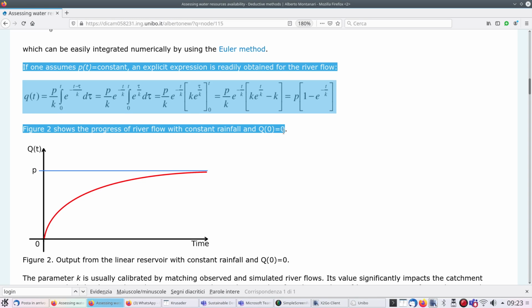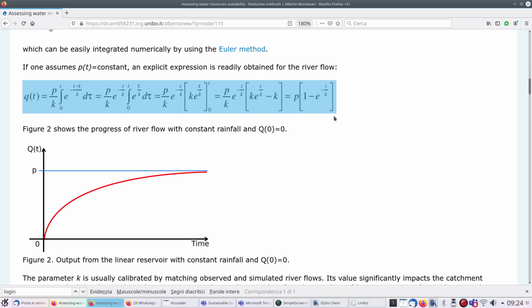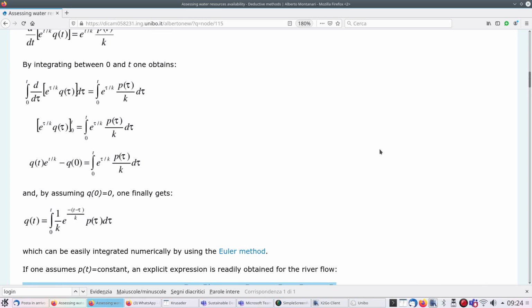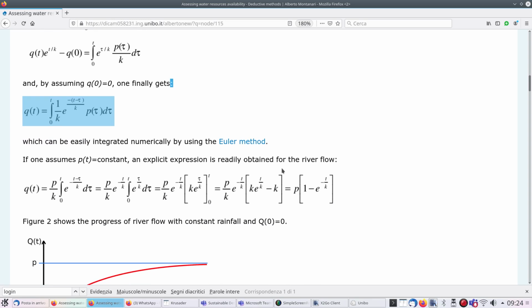I am highlighting on the screen. Okay, so the relationship, let me highlight only the relationship if I can. Here it is. So let's try to write an R script which integrates this relationship. Actually, this is for constant rainfall, so let me go back to this one. This is the relationship I want to integrate. And let me select it. Good. This is the one I want to integrate.